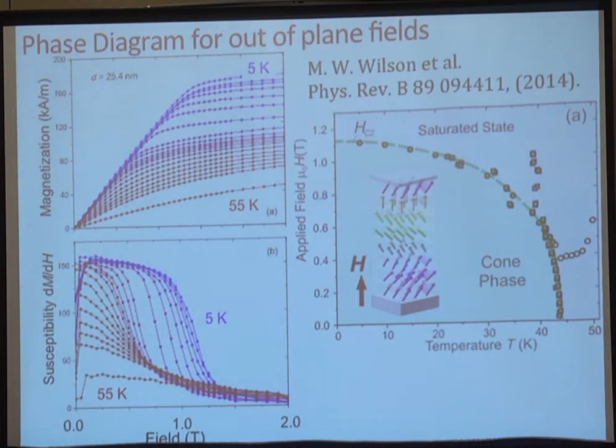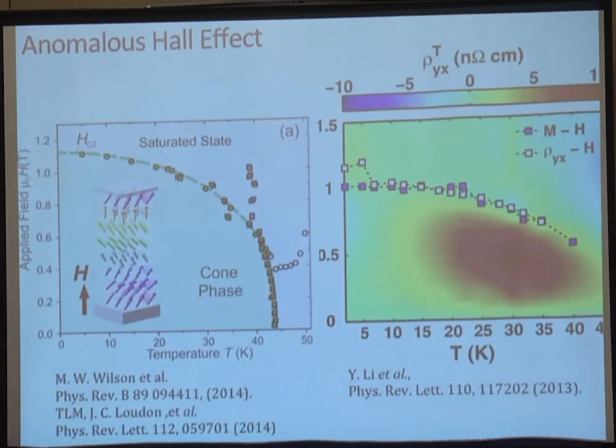Separating the cone phase from the saturated state. So we were quite surprised when the group from [unclear] found what they claimed to be a topological Hall effect over a very large region of the magnetic phase diagram. Their MnSi films look very similar to ours. We didn't really see any significant difference based on the measurements that they show in their publications.